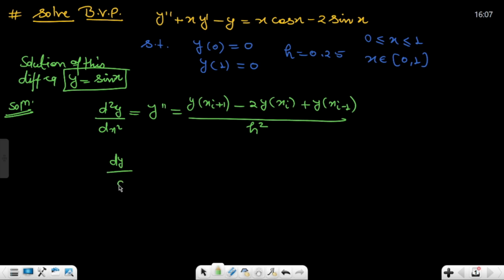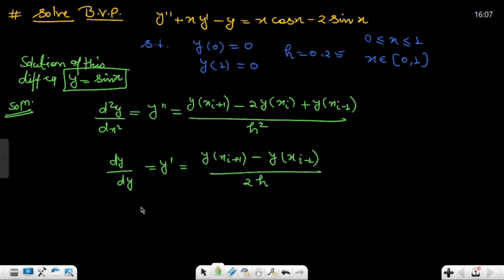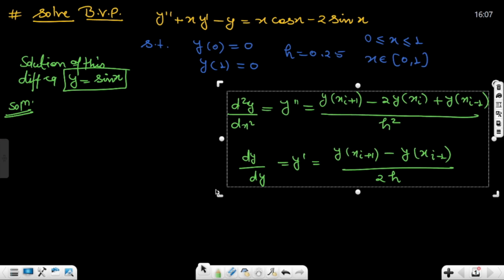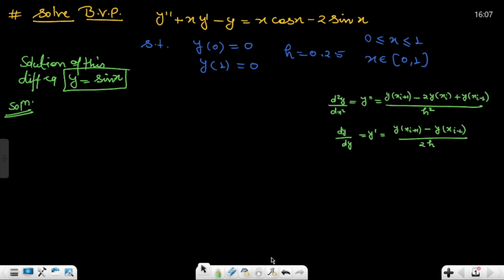Similarly, we have dy by dx, the second order finite difference scheme, which is y of x i plus 1 minus y of x i minus 1 divided by 2h. We have these two formulas, so we will use them for our numerical scheme, our finite difference scheme.